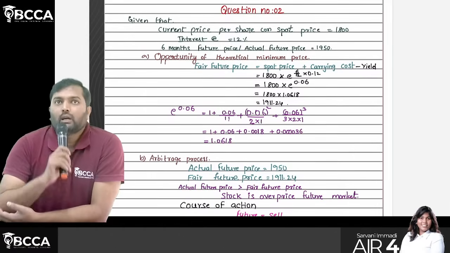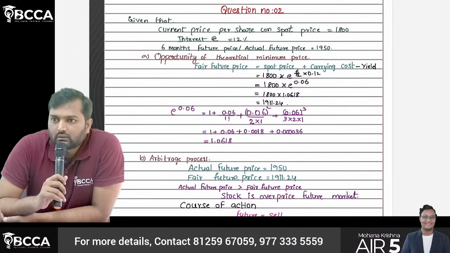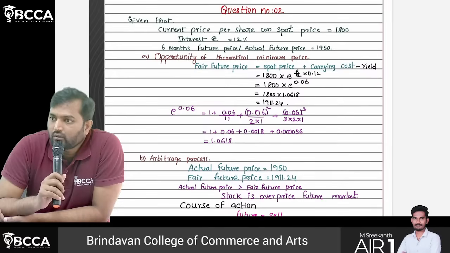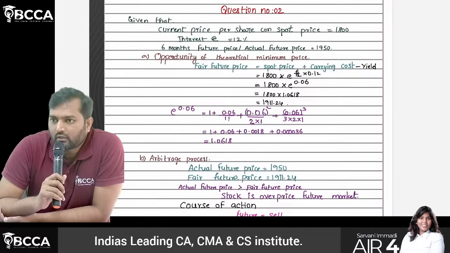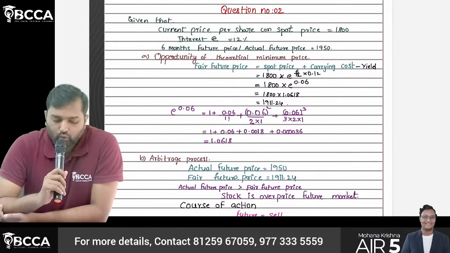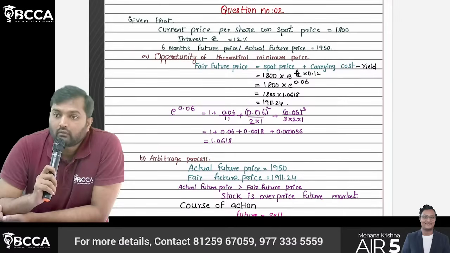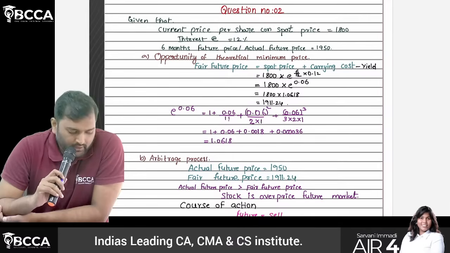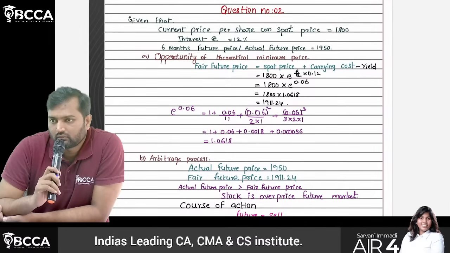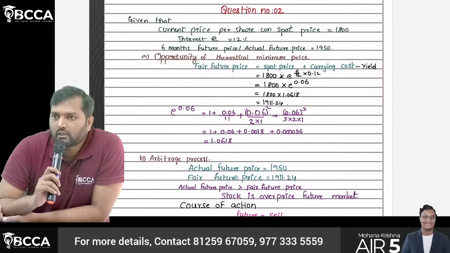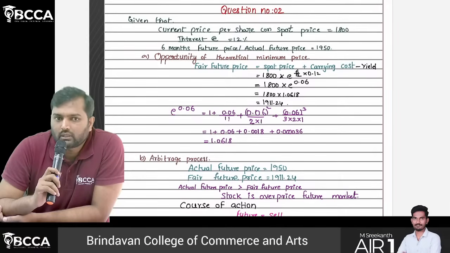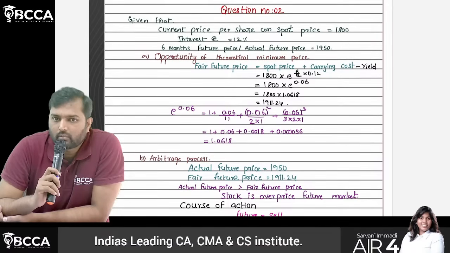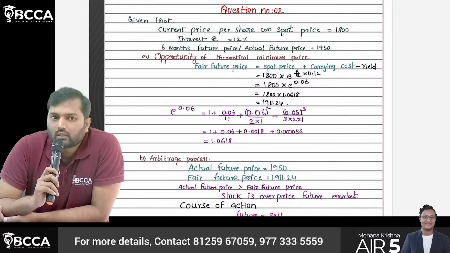1911.24. So as per our theory, 6 months future price must be equal to 1911. That means after 6 months, the price of a share must be equal to 1911. But what is the actual future price? 1950. But whereas 6 months future price in market is 1950. So okay, overpriced, underpriced? Overpriced. As per our theory, share price must be equal to 1911.24, but it is equal to 1950. It is overpriced. So that's why future sell, spot buy.